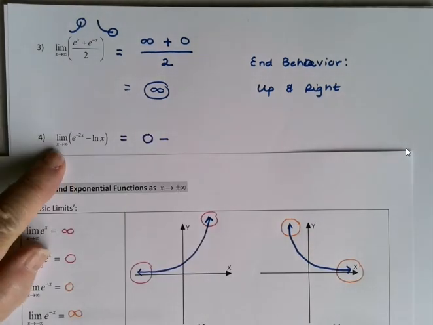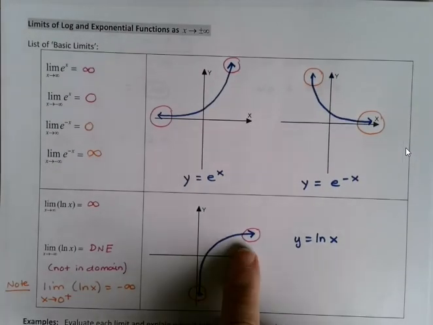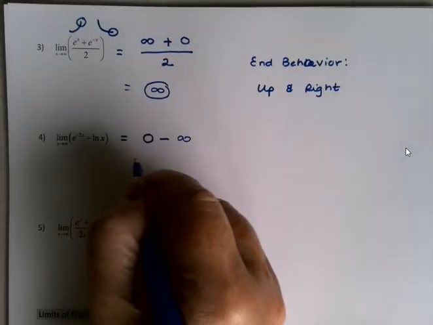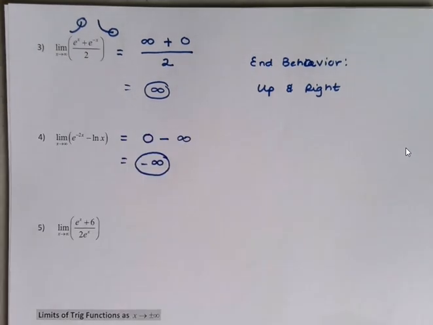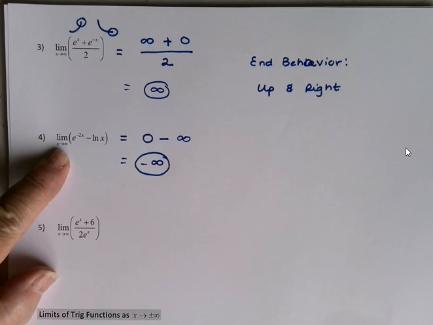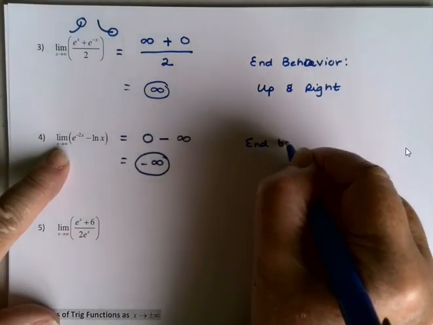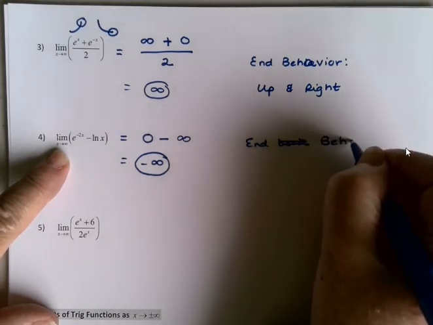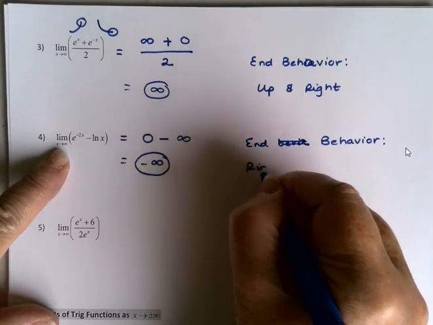Minus. As x goes to infinity, what happened to ln x? Remember that one? ln x goes off to infinity. So I have 0 subtract infinity, or negative infinity. And behavior here on the right, the graph's going to go down. I can't spell behavior today. Slow down a little bit. Right and down.